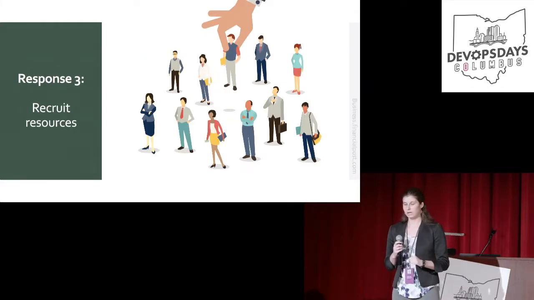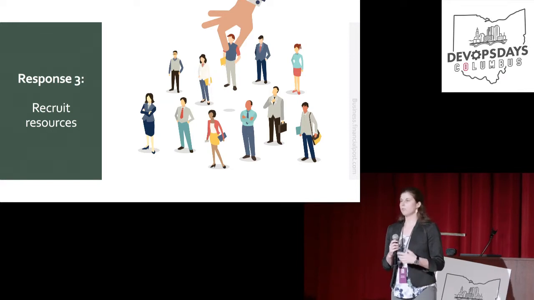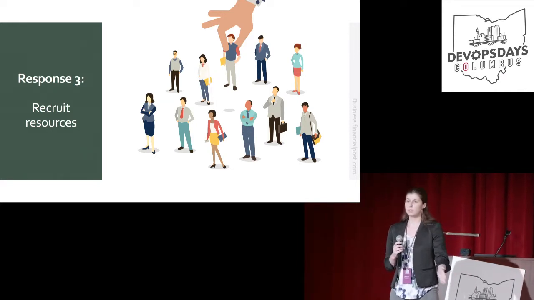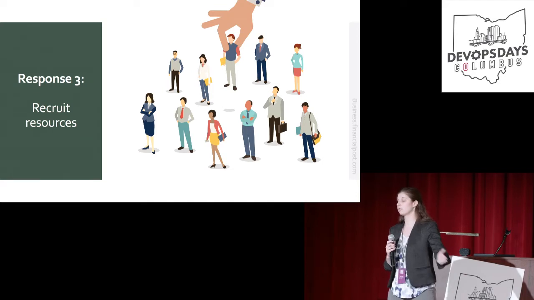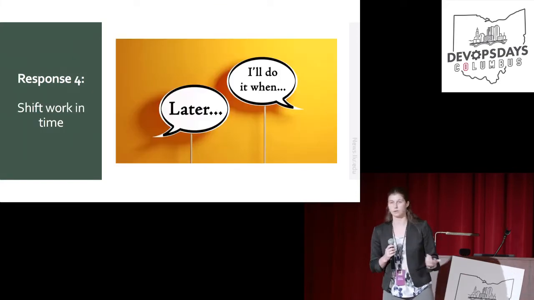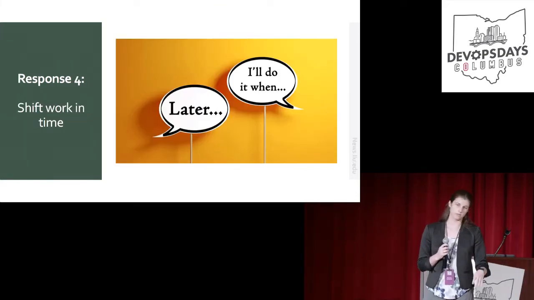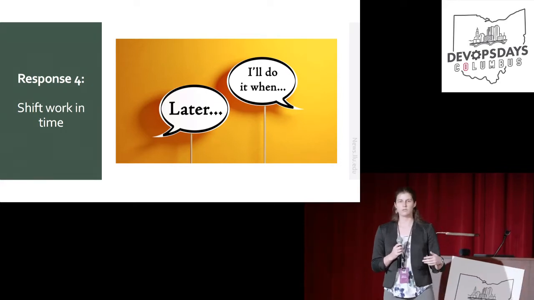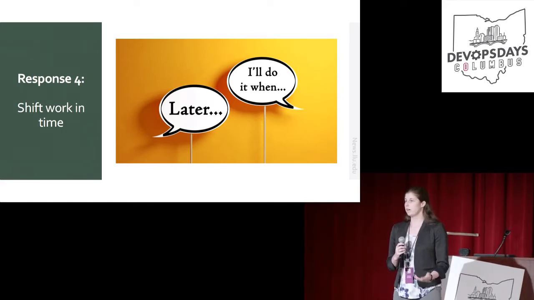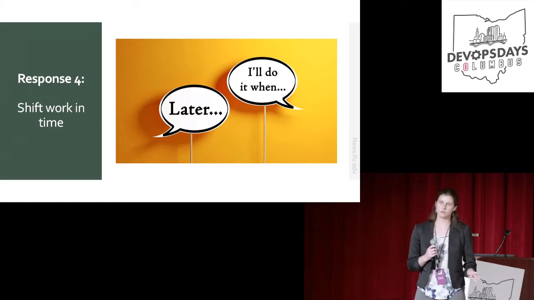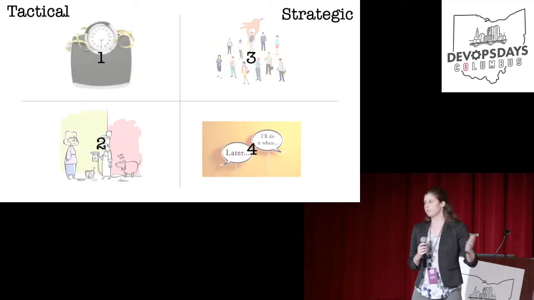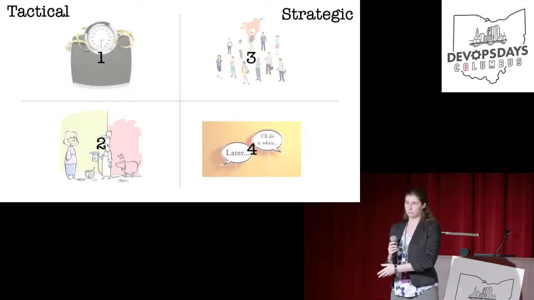The third response is recruiting resources. We can see this in terms of spinning up new virtual boxes or opening up new connections. People often do this by recruiting new expertise into the situation to ask for help. And then the last response is shifting work and time. We see this in asynchronous threading or even timeouts, where you're pushing the current demands into a future state where you can handle them. So these 4 types of responses are seen both in people and in technology.